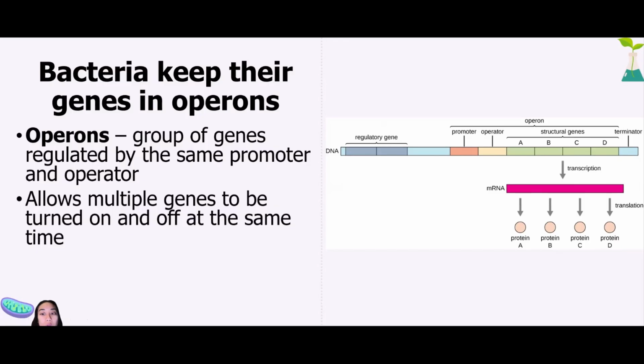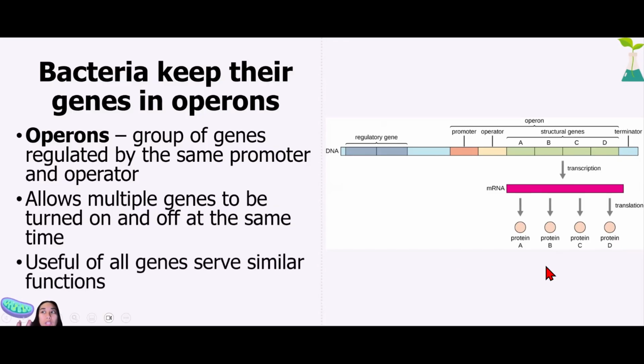Now, this is going to be really useful. For example, if all of the genes serve a similar function, then you can turn them all on or all off at the same time. It's kind of like when you have a light switch in your house that turns on multiple lights instead of just one. And so these genes can be regulated by the same on-off switch, which makes it more efficient for the bacteria.